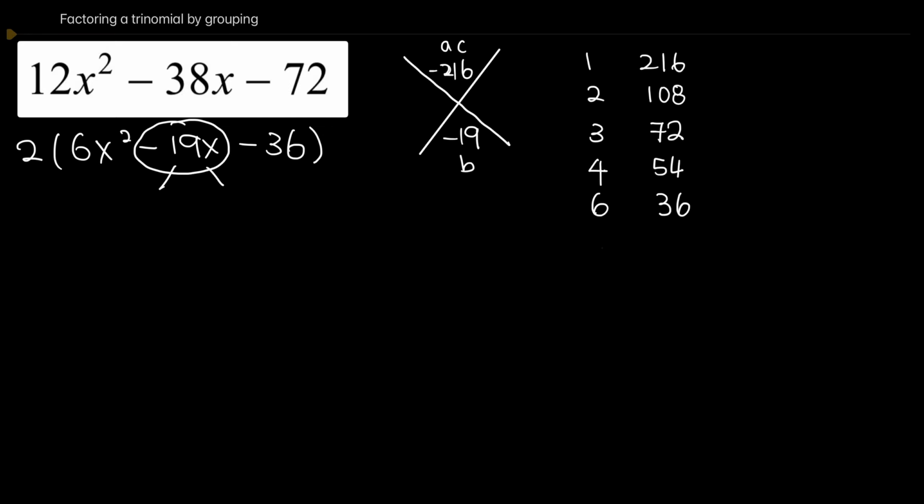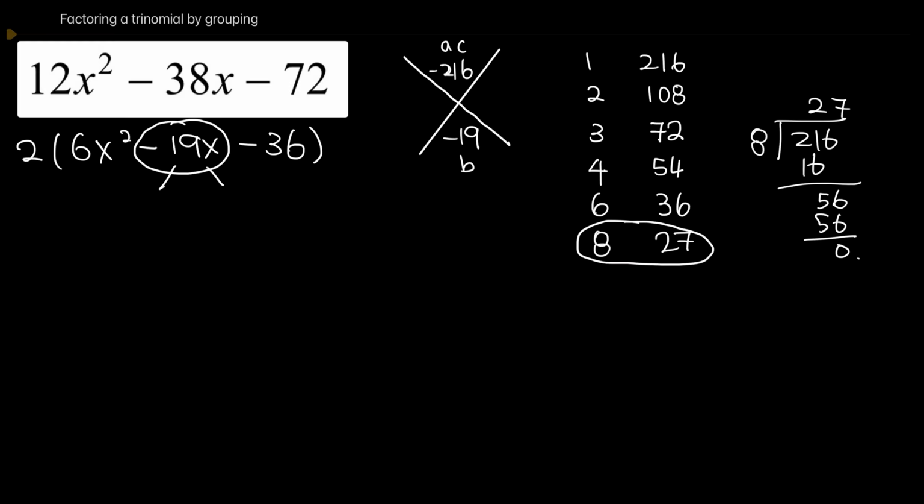36. And then 7. 7 doesn't go in there. 8 goes in there. It should. 216 divided by 8 is 27. So 8 and 27, and it works. The difference between those will give you 19.